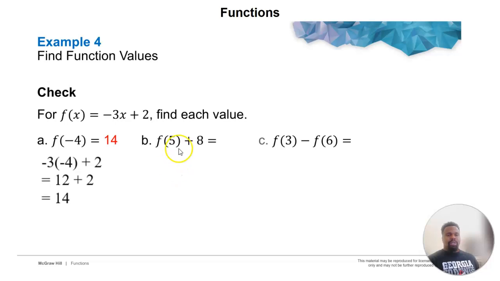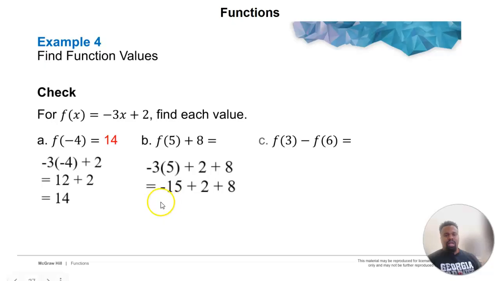And then for B, we're substituting 5, but then we're going to add 8 afterwards. So we're going to have -3 times 5 plus 2, which is our function, and then we're going to add 8. So -3 times 5 is -15. -15 plus 2, that's going to give you -13, and -13 plus 8 is -5. So -5 will be your answer.